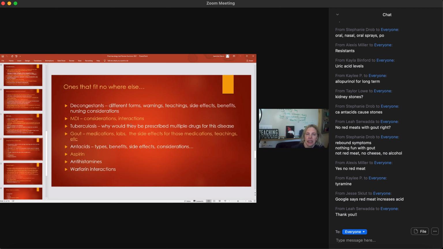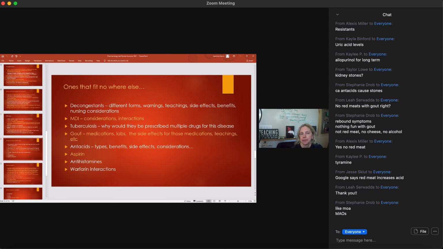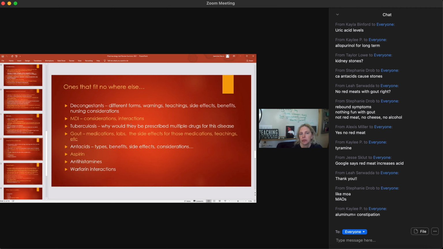So one type of antacid gives you constipation, one gives you diarrhea, when you're allowed to have certain foods on one, the other one you're not. Yes. Aluminum, yes. So think about those types of things.